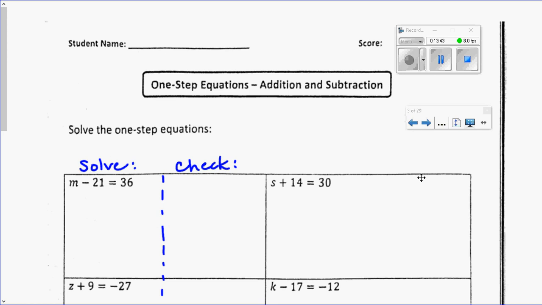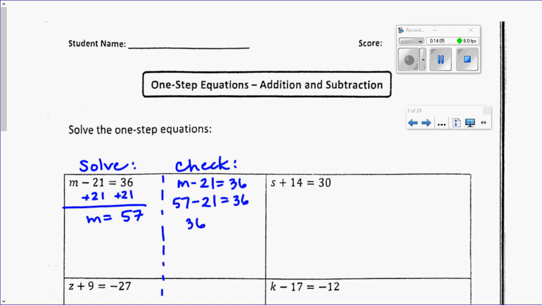Okay, if you're listening to me, that means that you have the solve and the check done for both. I'm going to go ahead and do them pretty quickly. Again, if it's going too fast, pause it and write down what I'm writing down. Okay, and then I'm going to check 57 minus 21, and that is 36, so I am right there. Okay, how'd you do? Did you get 57?